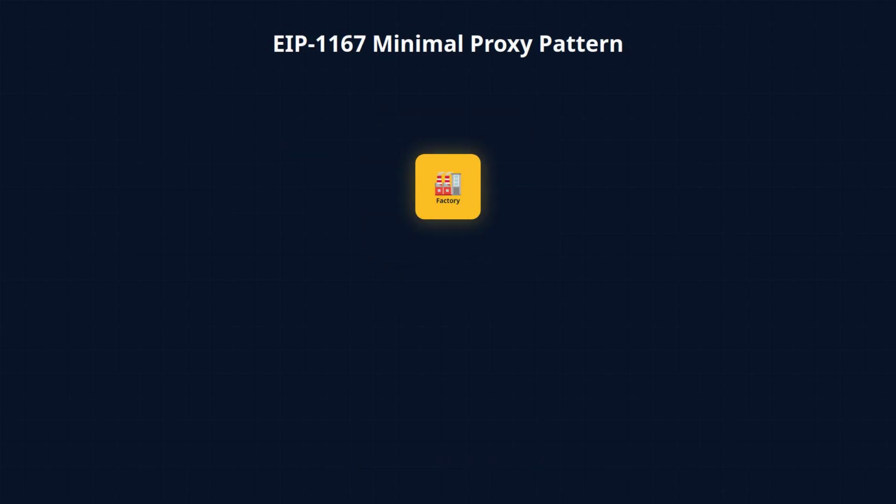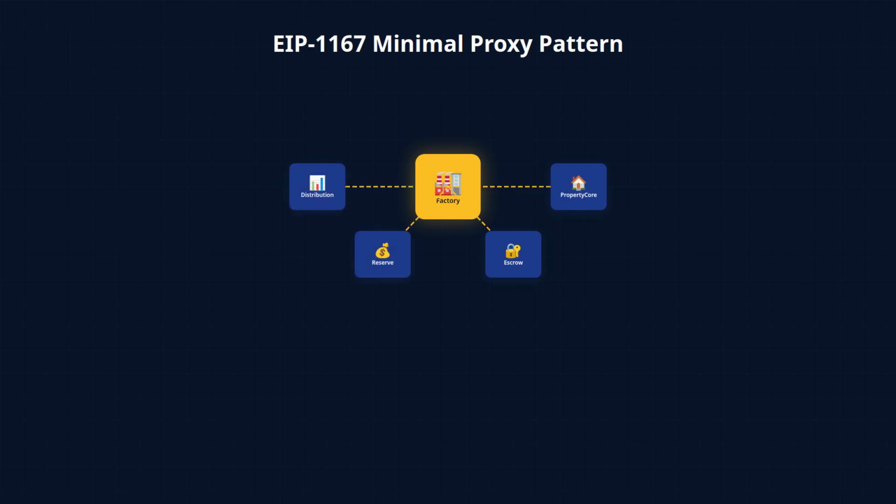We use the EIP 1167 minimal proxy pattern for gas efficiency. Instead of deploying full contract bytecode for each property, we deploy lightweight clones that delegate to master implementations. This reduces deployment costs by up to 90% while maintaining full functionality. Every property gets its own contract addresses, but shares optimized logic.